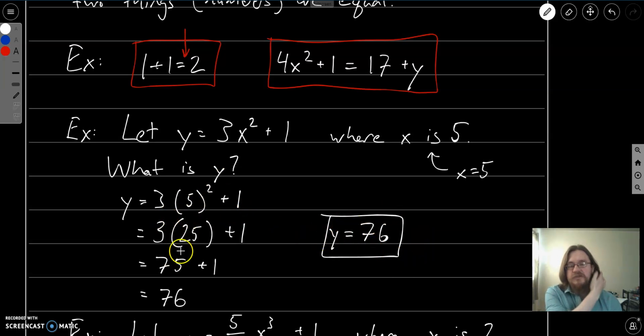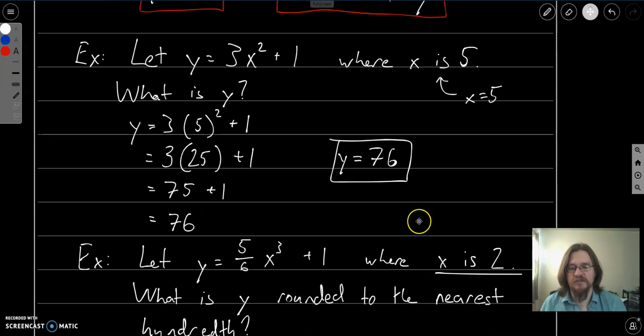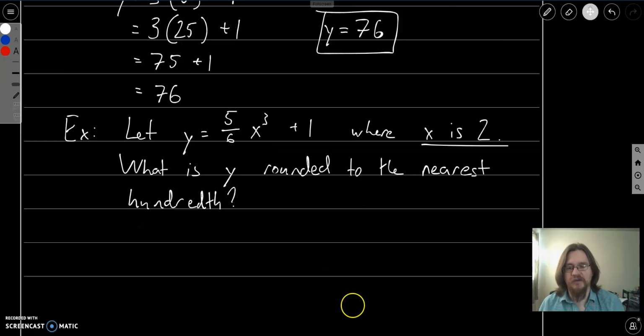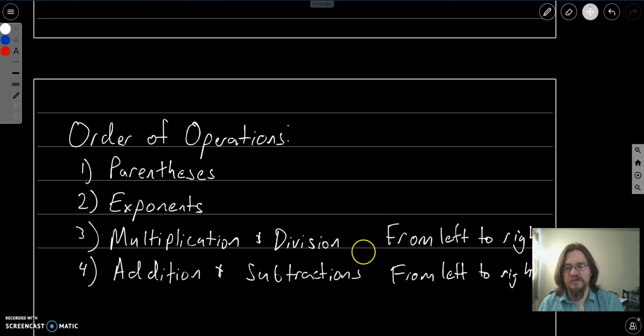Now I did things in a very particular order here. I did the exponent first, and then I multiplied, and then I added. Well, it turns out that there is a correct order to do these things in. This is called order of operations. So we'll come back and we'll look at another example in a second, but I quickly want to look at order of operations.